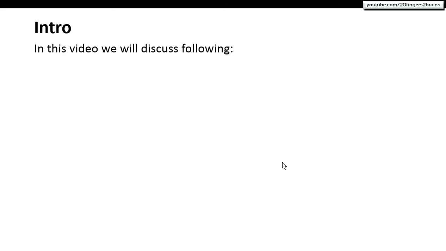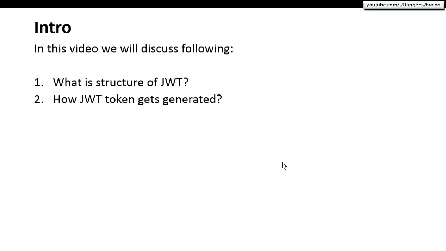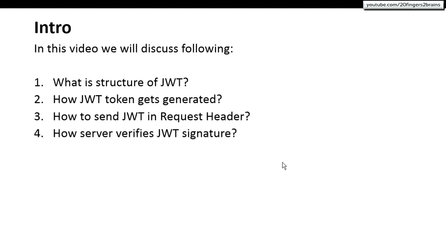In this video, we are going to discuss what is the structure of JWT, how JWT token gets generated by the server on successful user authentication, how to send JWT in request header on subsequent request to the server, and how server verifies JWT signature and authorizes the user.